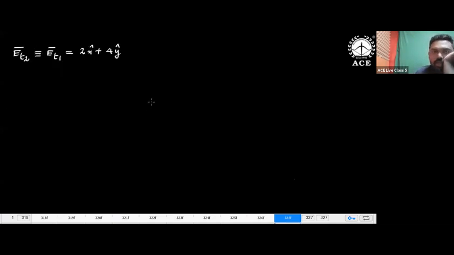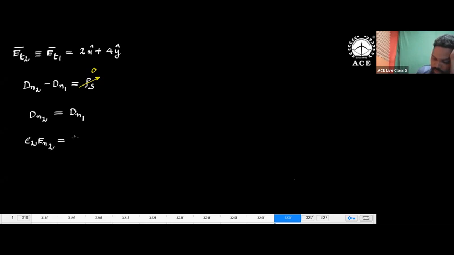What about the normal component? There is no direct boundary condition for the normal component, but there is this boundary condition: Dn2 minus Dn1 is equal to rho s. Here the surface charge is equal to 0. So here Dn2 is equal to Dn1. So epsilon 2 into En2 is equal to epsilon 1 into En1. So En2 vector is equal to epsilon 1 by epsilon 2 into En1 vector. You can write this in the vector form as well.